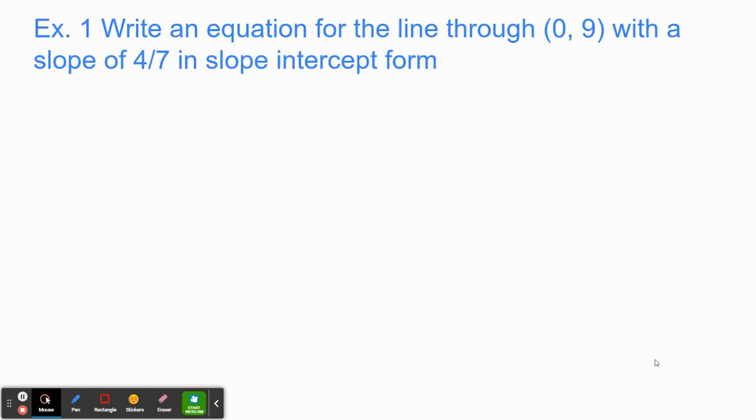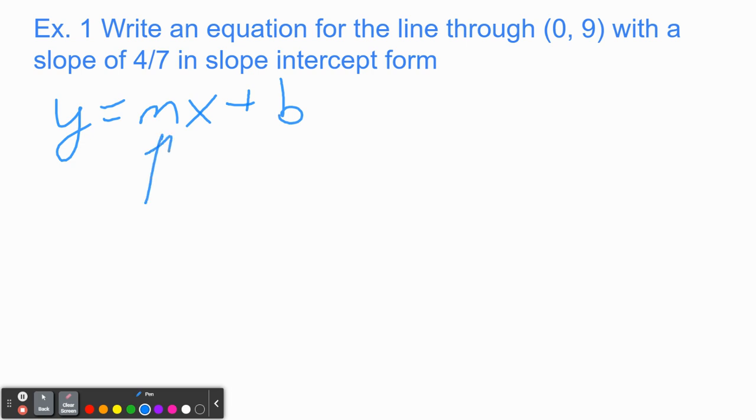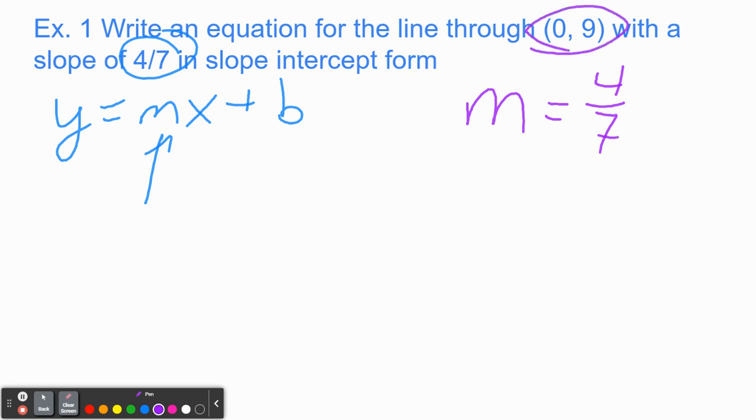Example 1. Write an equation for the line through (0, 9) with a slope of 4/7. Great. Right away, if I'm thinking about y equals mx plus b, where m equals my slope, I can see that I already have my slope. My m right away is 4/7. That's already done. And if I have (0, 9) where x equals 0, I know my y-intercept. So I know b equals positive 9.